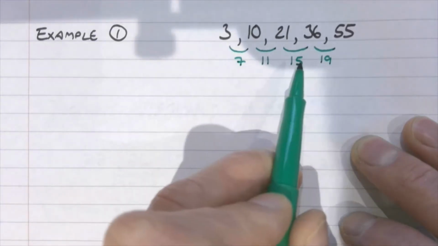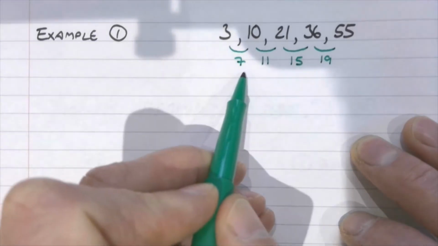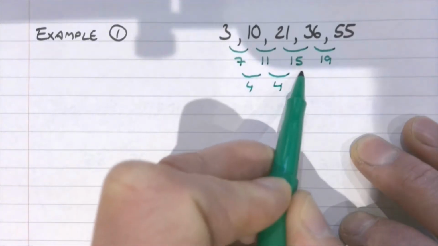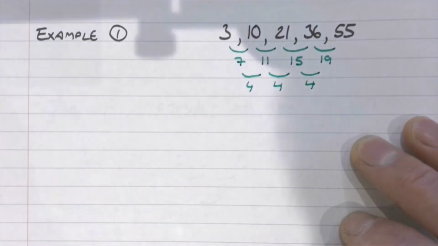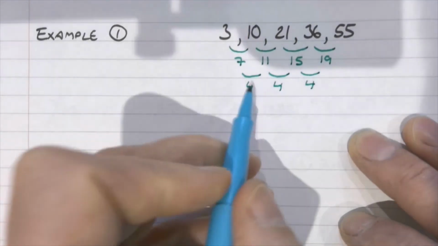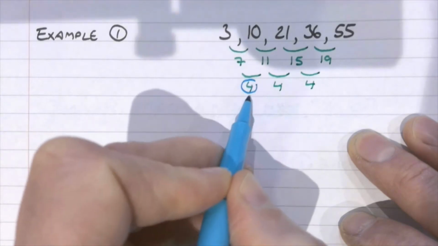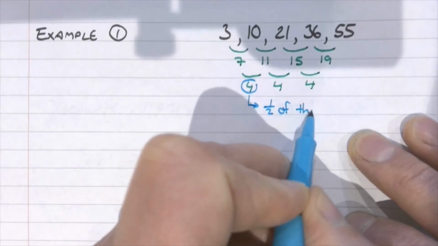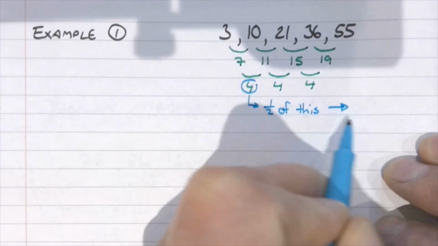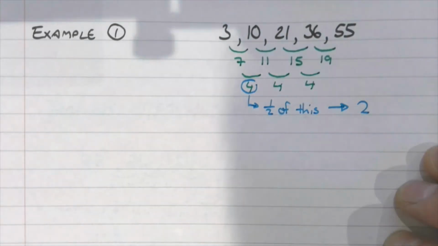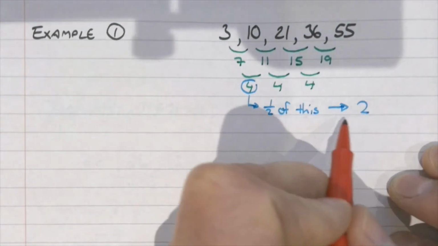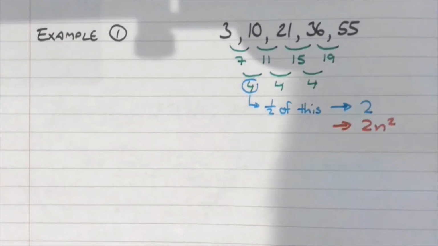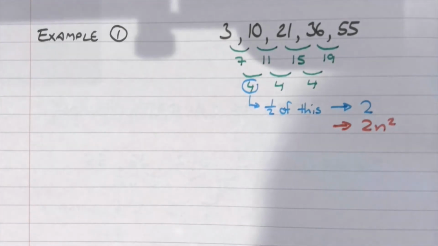Now because these are not constant, we need to do that again, alright? So that's going to be 4, 4, 4. Excellent. So now that's constant. What I'm going to want is half of this, which is 2. So what I'm actually going to get then is 2n squared. So that's telling me something about the nth term expression.